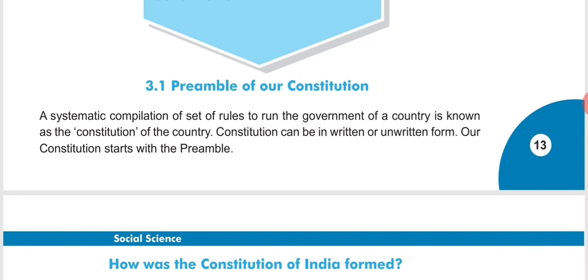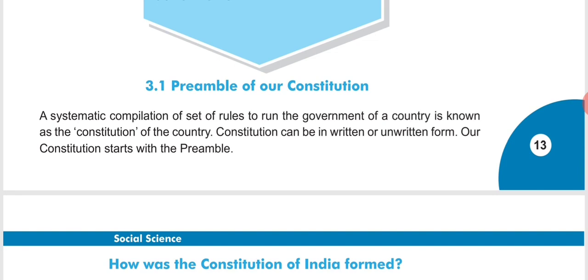So for a country to run effectively, it is very, very important that there should be a systematic set of rules and regulations which is compulsory for all the people to follow, so that the country can run effectively. In our country, such a systematic set of rules and regulations to run the government is known as the constitution. Is it clear, everyone?